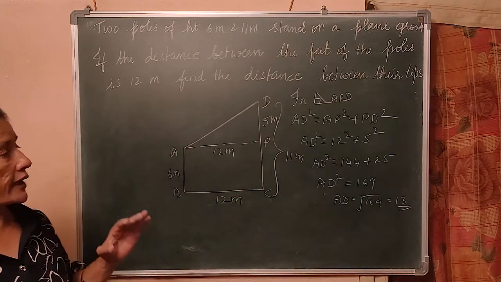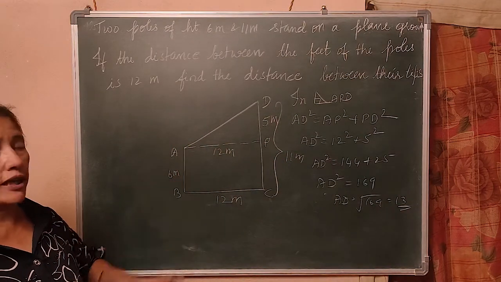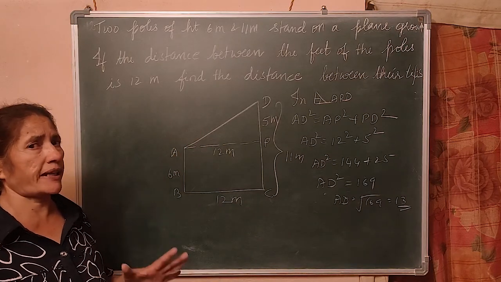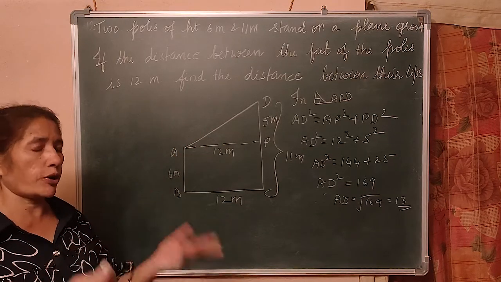As soon as you look at this drawing, you can find out 5, 12, immediately 13. It is a Pythagorean triplet. Let us move on to the next one.